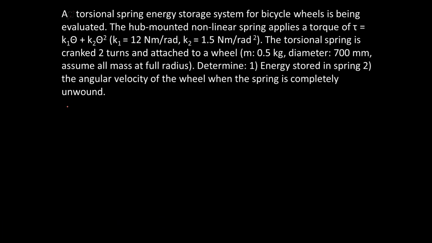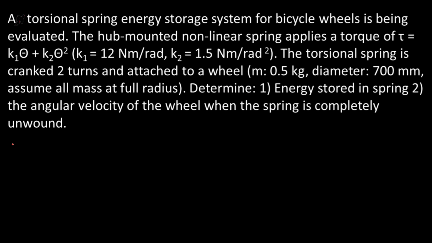Okay, let's get started on this next problem. A torsional spring energy storage system for bicycle wheels is being evaluated. The hub-mounted nonlinear spring applies a torque of K1 theta plus K2 theta squared, where K1 is equal to 12 Newton meters per radian, and K2 is 1.5 Newton meters per radian squared.